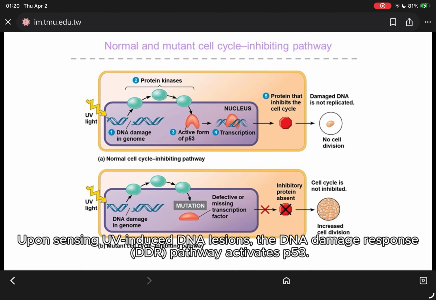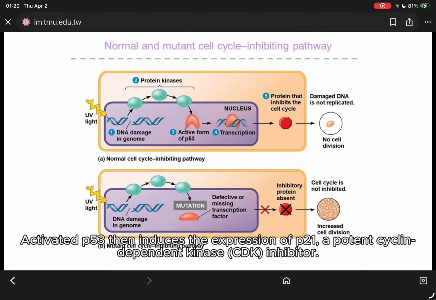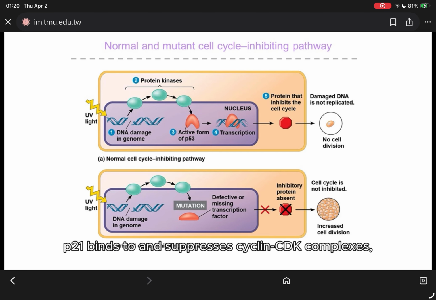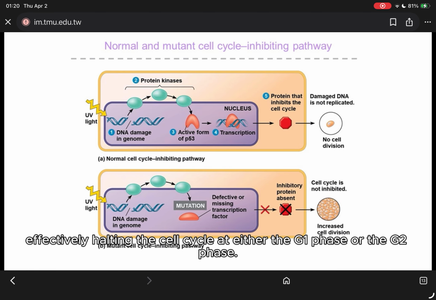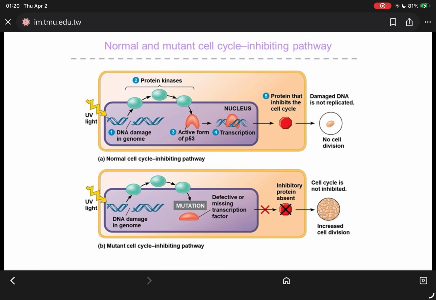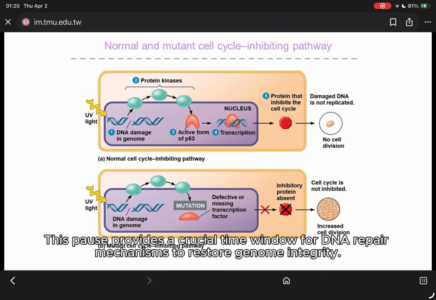Upon sensing UV-induced DNA lesions, the DNA damage response, DDR, pathway activates p53. Activated p53 then induces the expression of p21, a potent cyclin-dependent kinase, CDK, inhibitor. p21 binds to and suppresses cyclin-CDK complexes, effectively halting the cell cycle at either the G1 phase or the G2 phase. This pause provides a crucial time window for DNA repair mechanisms to restore genome integrity.